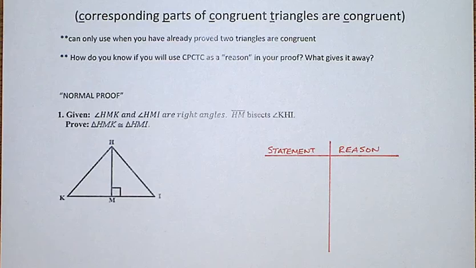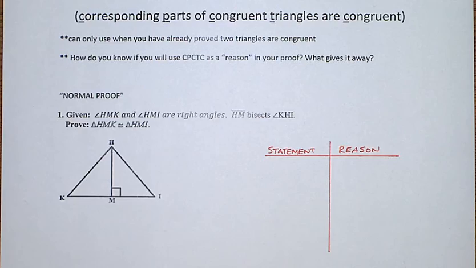Alright guys, we are going to talk about CPCTC today. That's the short for corresponding parts of congruent triangles are congruent. Up to this point we've already talked about side-side-side, side-angle-side, angle-side-angle, angle-angle-side, and the HL theorem. So all those theorems and postulates prove that two triangles are congruent.